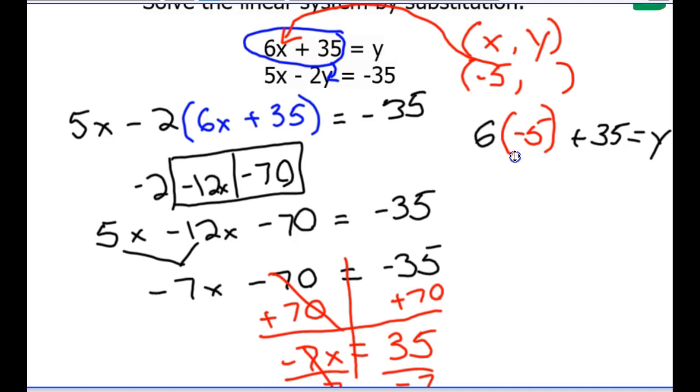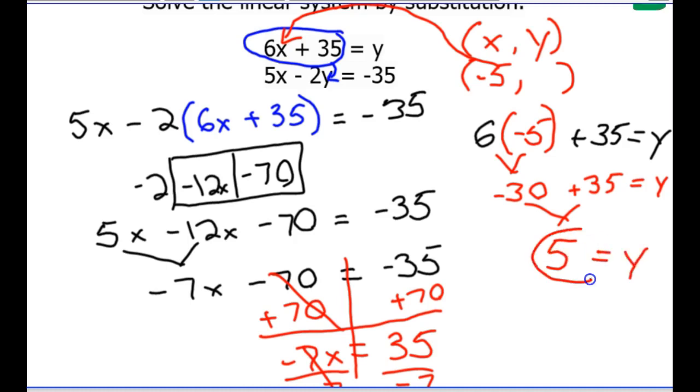Well, 6 times -5, that's -30 plus 35. -30 plus 35, that's just 5, equals y. So now we know what our y is, and our y is 5. So our answer to this problem then is -5, 5.